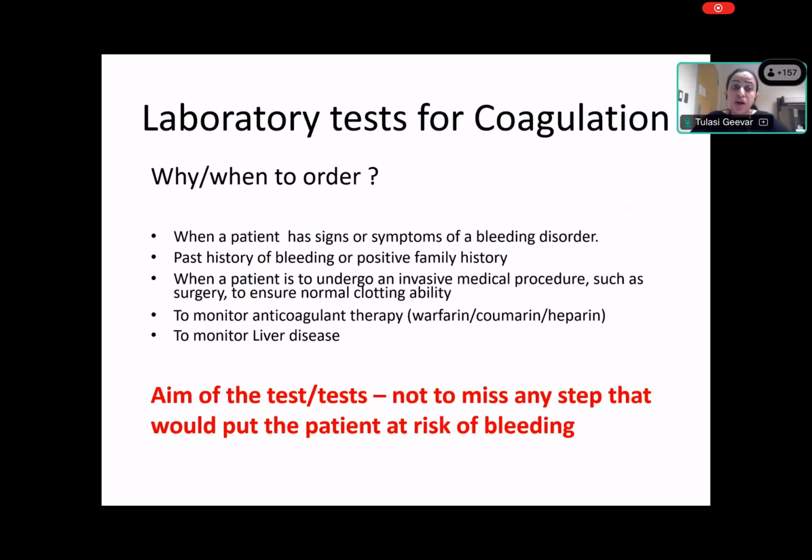So when it comes to ordering, let's go to the next section to talk about laboratory tests for coagulation. Why and when do you need to order a laboratory test? When a patient has signs or symptoms of a bleeding disorder, or when there's a past history of bleeding or a positive family history, or when the patient is to undergo an invasive procedure such as surgery to ensure normal clotting ability, or maybe to monitor patients on anticoagulation or to monitor liver disease. Whatever be the reason, the aim of the test should be not to miss any step that we mentioned that should put the patient at risk of bleeding.